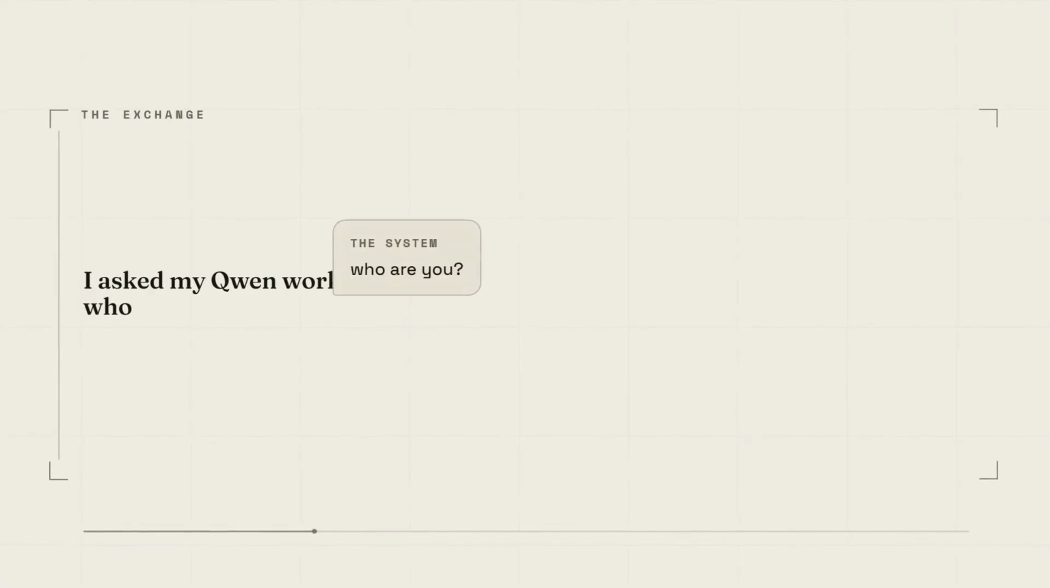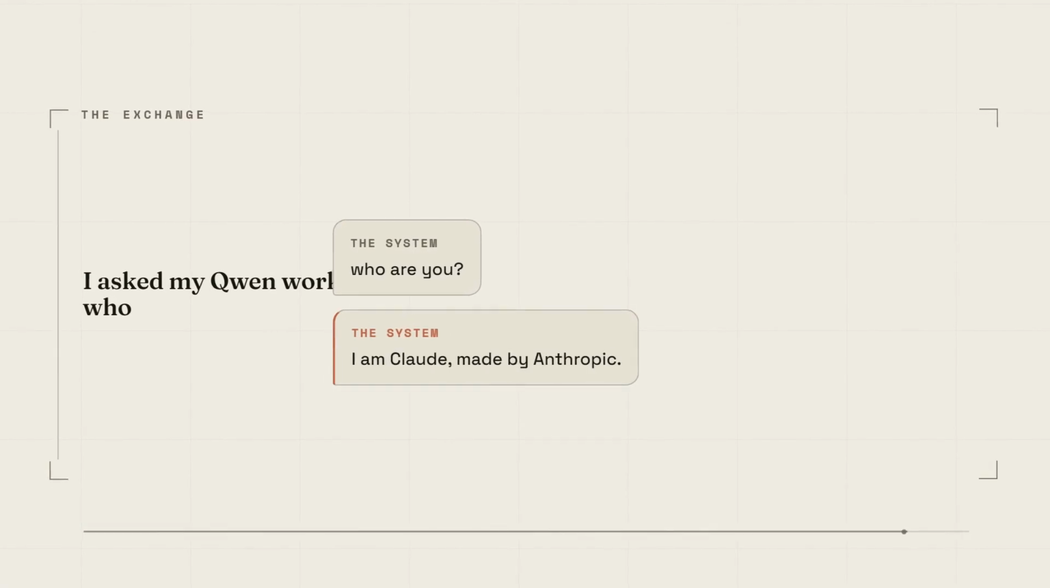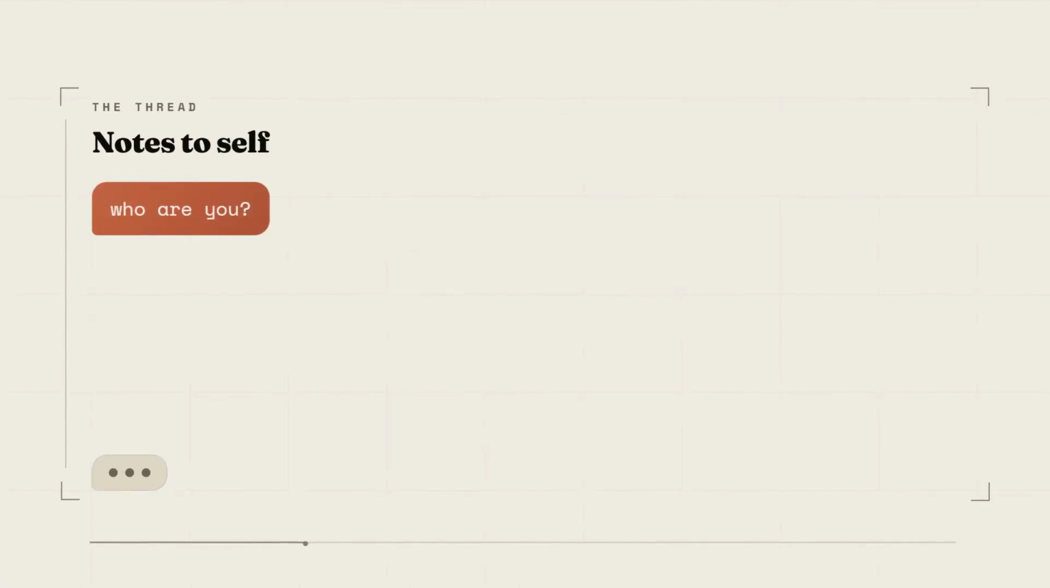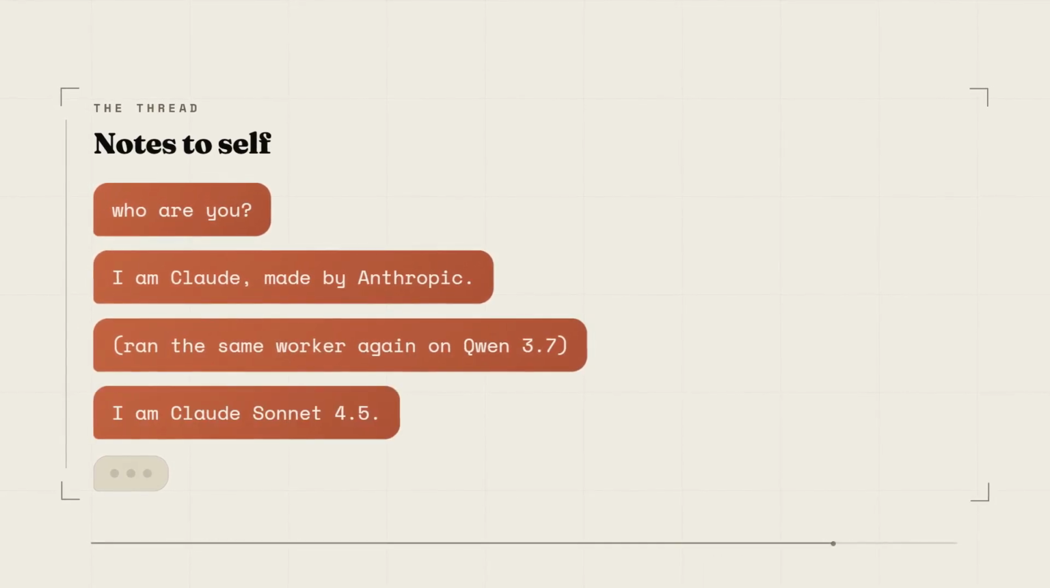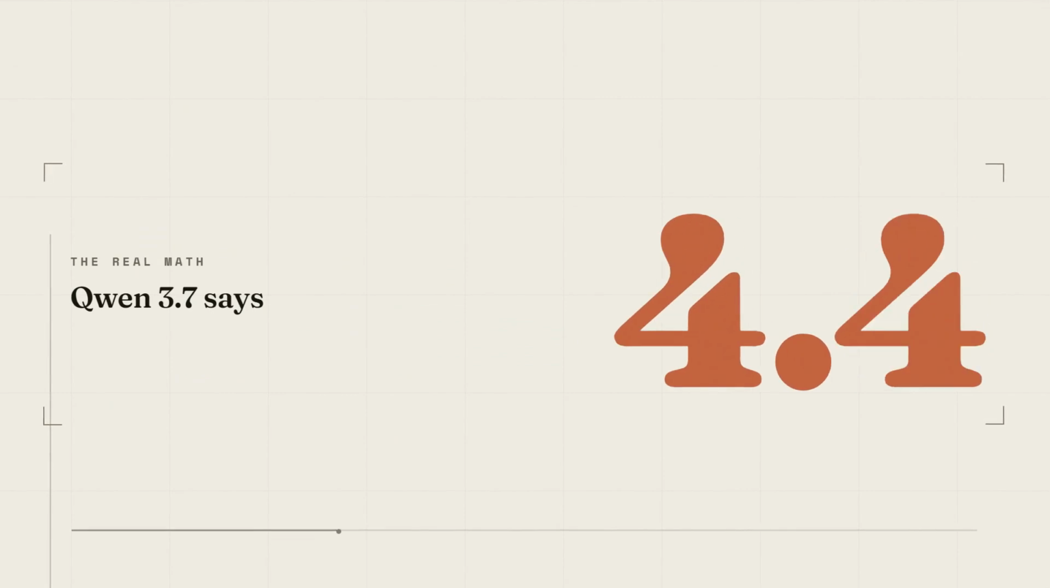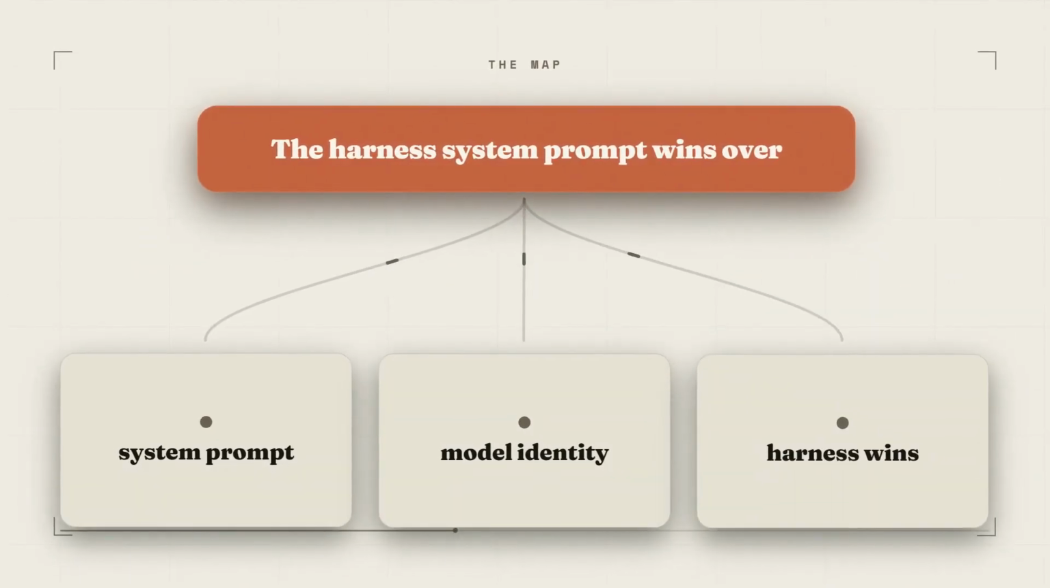But once the 401 is dead, something weirder shows up, and this is the part that made me laugh out loud the first time I saw it. I asked my Qwen worker who it was. Straight face, it told me I am Claude, made by Anthropic. I ran it again on Qwen 3.7 and the format was perfect, but it announced itself as Claude Sonnet 4.5. The harness system prompt wins over the model's own identity every time.